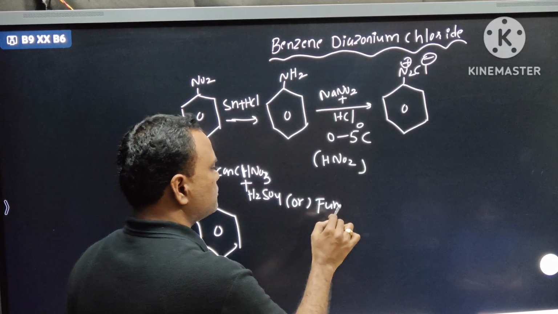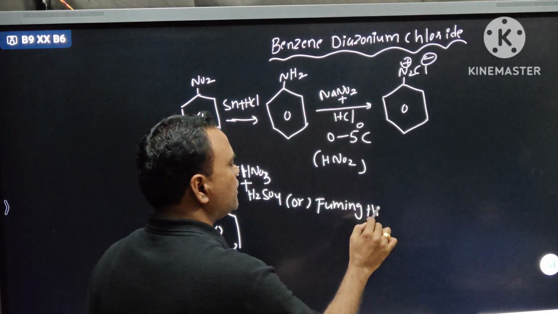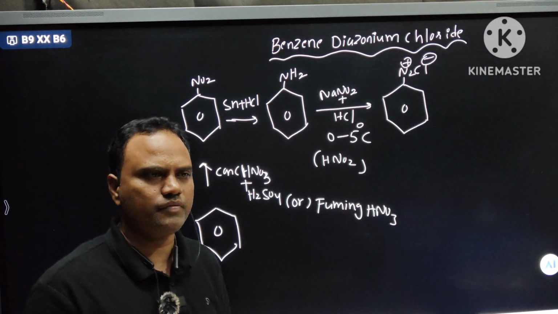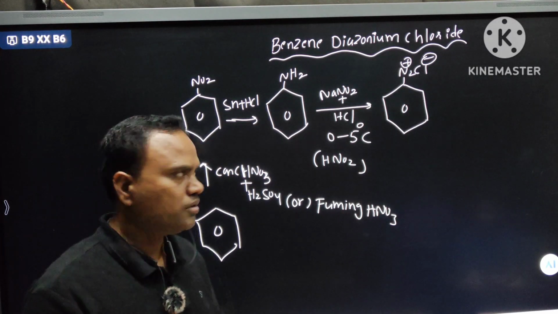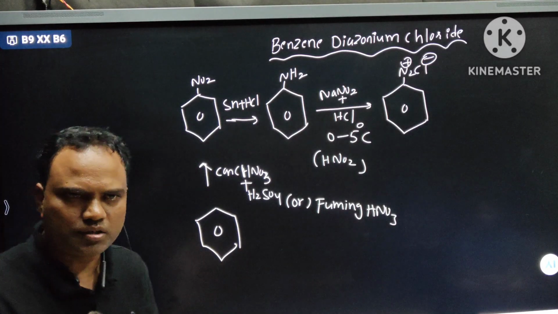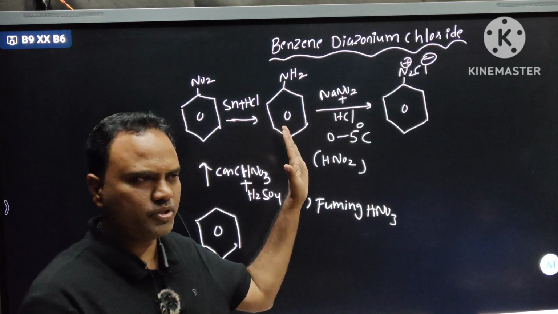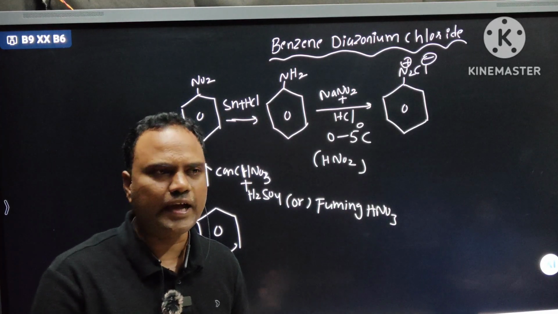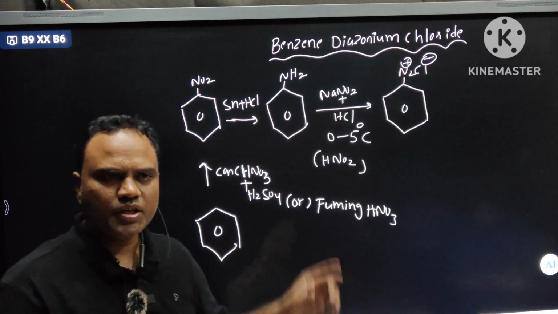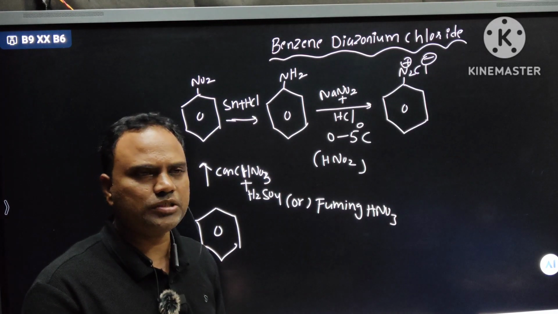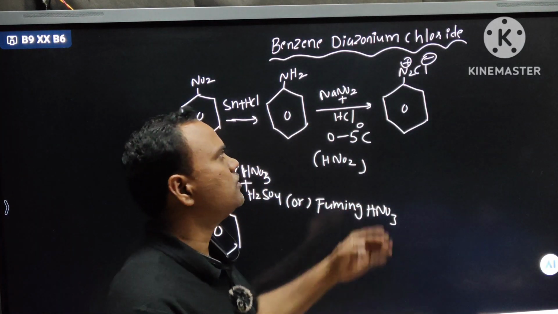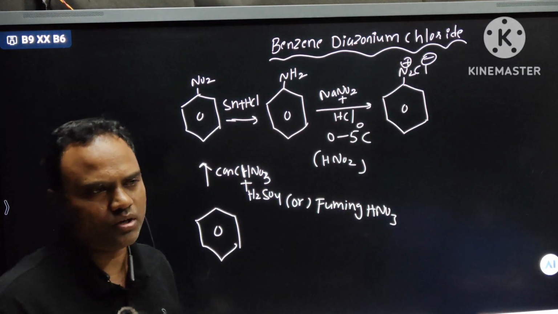or fuming HNO3 alone can also be used to get nitrobenzene from benzene. Very important. Once look at this overall conversion. Once again, remember all of you: benzene to nitrobenzene is prepared by adding nitration mixture to benzene. Nitrobenzene when reduced with tin plus HCl gives aniline. Aniline when treated with NaNO2 plus HCl, benzene diazonium chloride is formed.